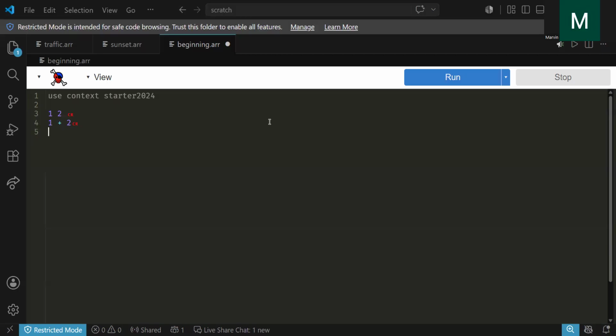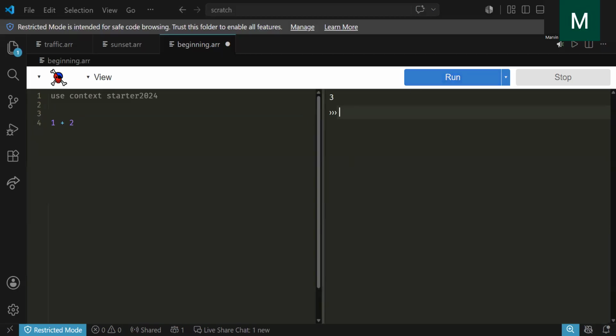Just 1 plus 2. Can we delete line three? Let's just keep it clean. Actually, no, I'll delete it for you. All right, let's run it. Do you see it? We see three. Excellent. Congratulations, you've just added two numbers. So programming is like using a calculator, which is unsurprising because calculators are computers.